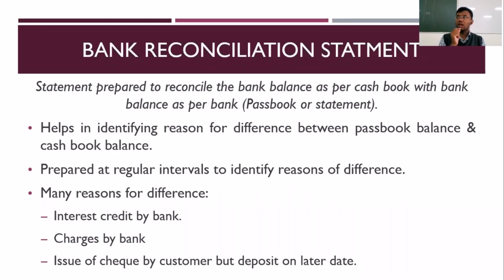Now, what are the scenarios where you could have a difference? One would be where there is an interest credit made by the bank. Whenever the bank credits interest into your bank account, it will be reflected in your passbook, but it need not reflect in your cash book. Why? Because it is not something which comes to the notice of the accountant.